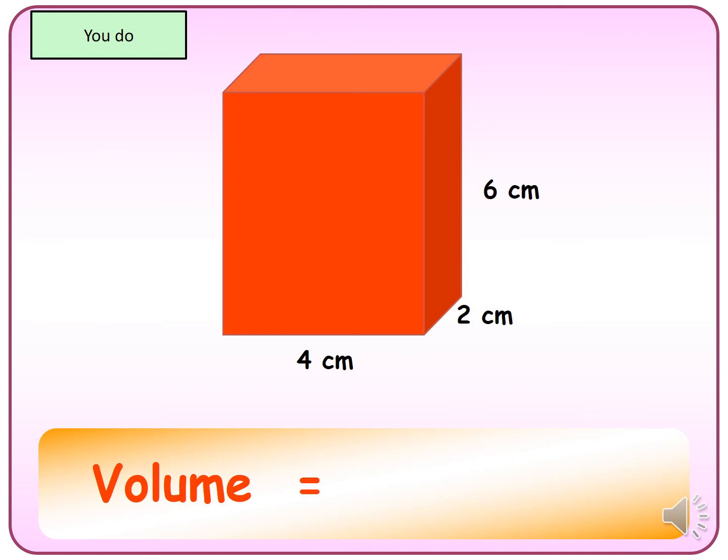Okay, I would like you to now pause the video and have a go at calculating the volume of this cuboid. Once you're finished, resume and I'll give you the answer. Okay, so the volume of this cuboid is 48 centimeters cubed. 6 times 2 times 4. So that's length times width times height.